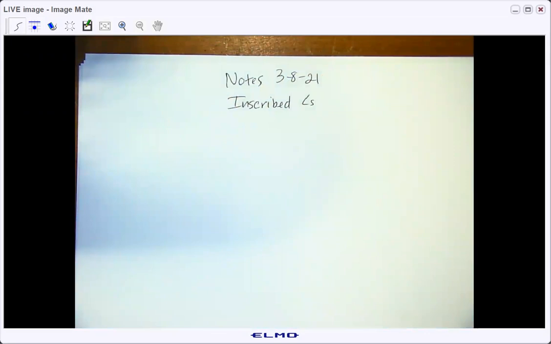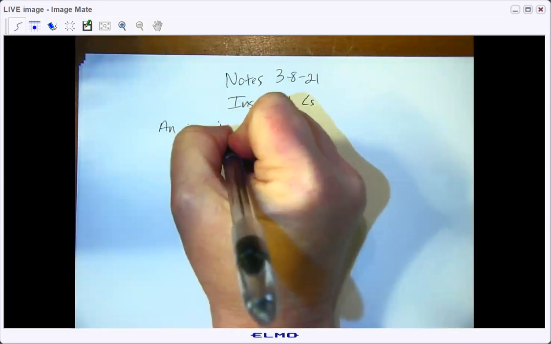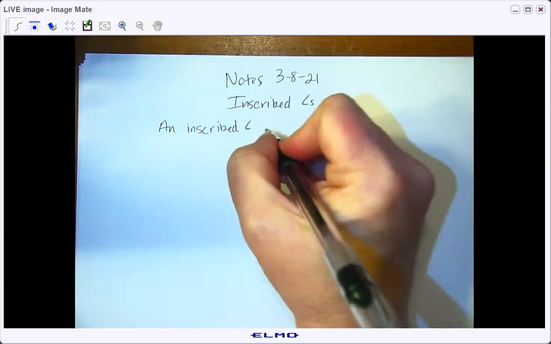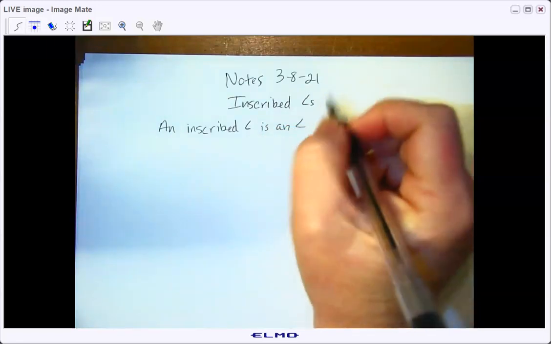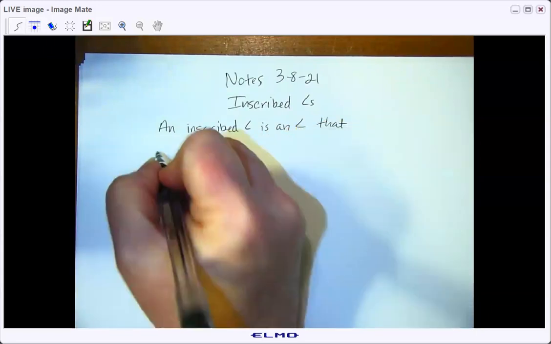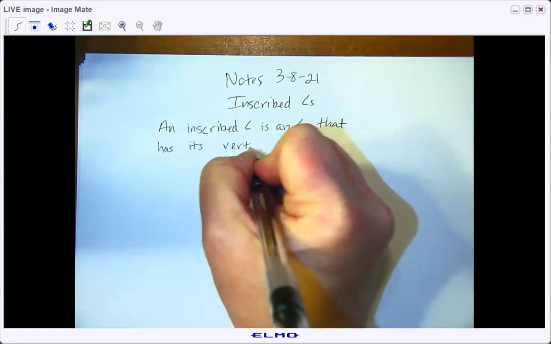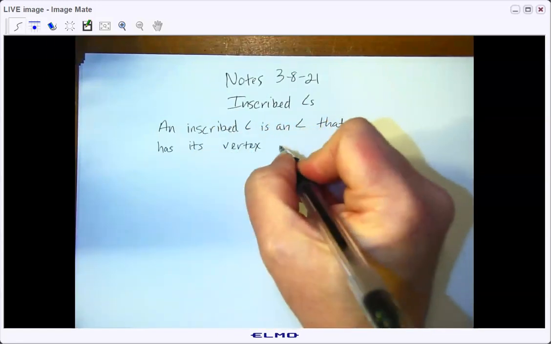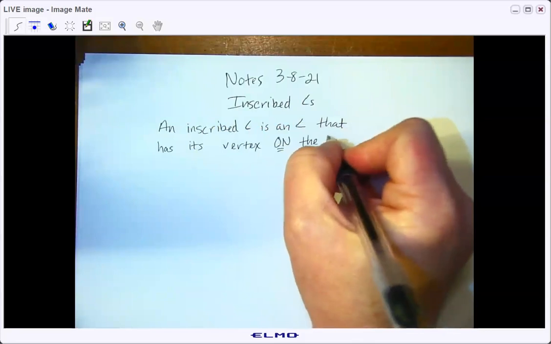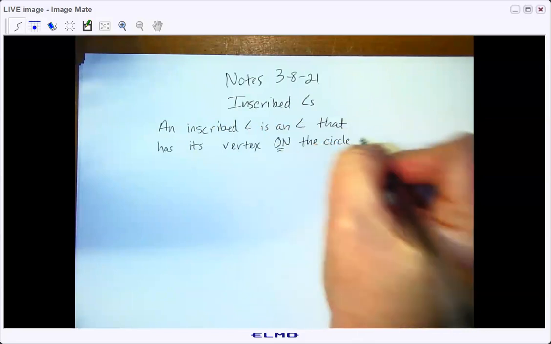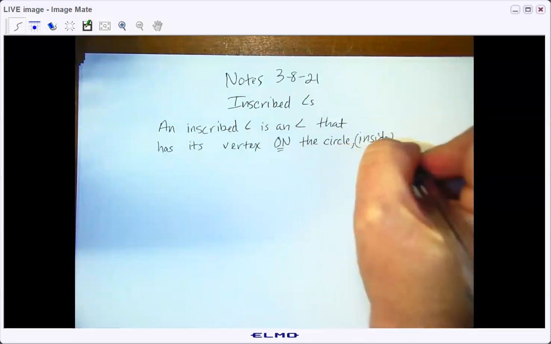So what exactly is an inscribed angle? An inscribed angle is an angle, kind of obvious, that has its vertex on, what's important, on the circle, inside the circle.